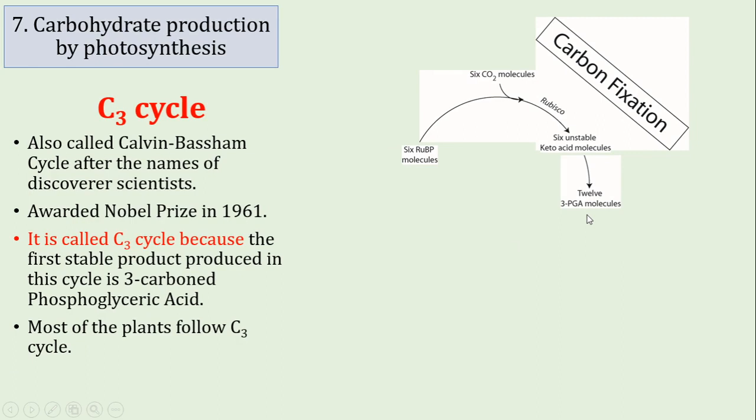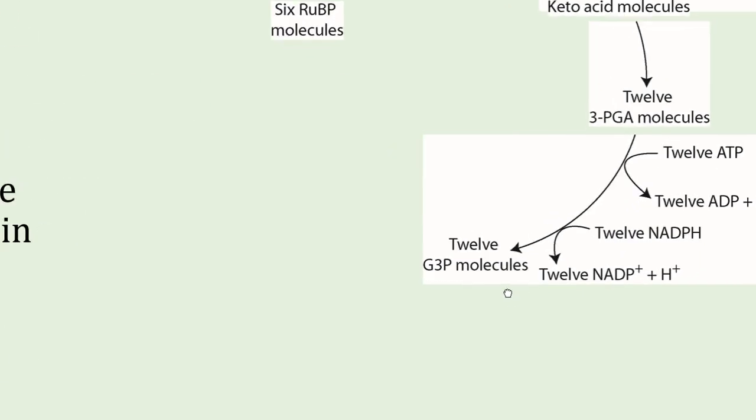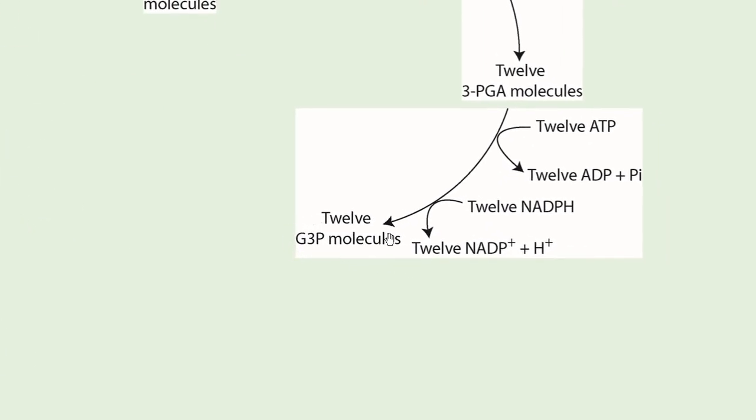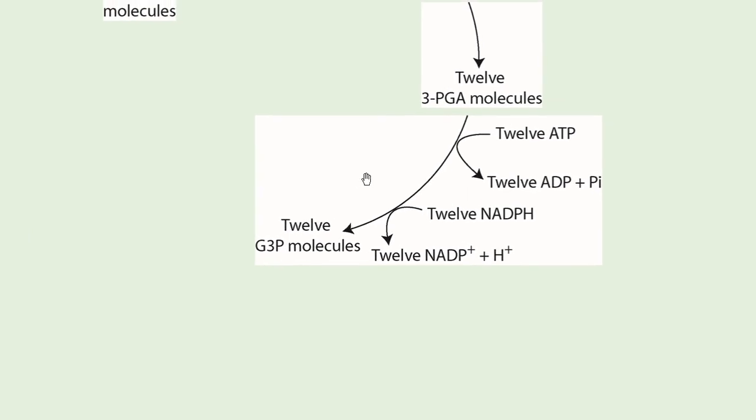And then these 3-PGA phosphoglyceric acid molecules will convert into G3P glyceraldehyde 3-phosphate molecules. But this conversion requires high amount of energy. This energy comes from expending adenosine triphosphate and NADPH. We are saying that the energy of adenosine triphosphate and reduced NADP is used to produce G3P glyceraldehyde 3-phosphate molecules. That is the energy intensive step of the C3 cycle.